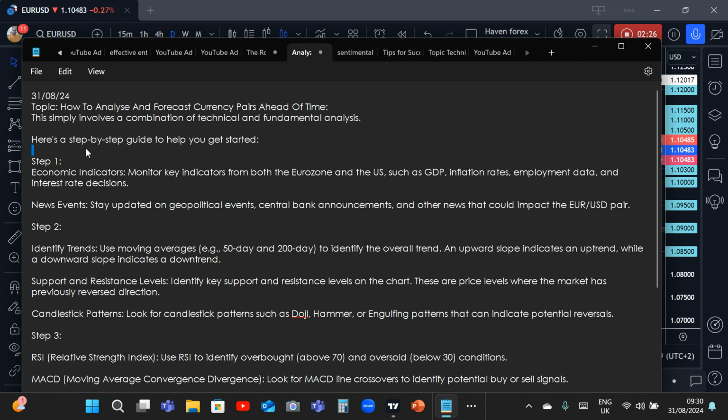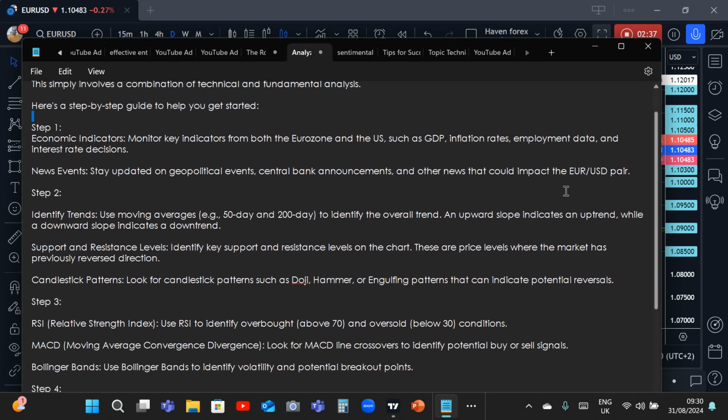So now here is a step-by-step guide to help you get started. Now, step one is the economic indicators. Economic indicators: monitor key indicators from both the Eurozone and the US. In my own case right now, I use my own case as a case study because I trade EU, that is the Euro USD.